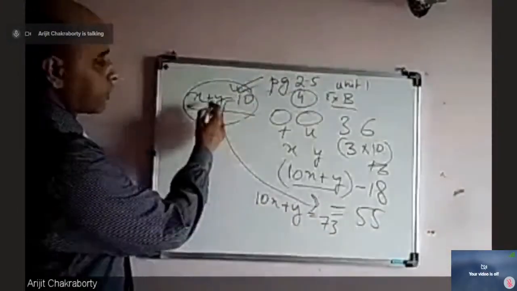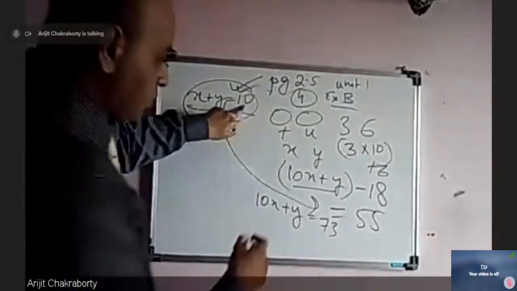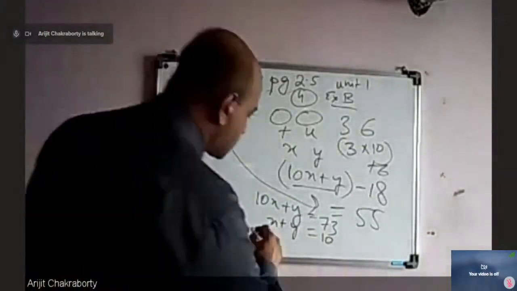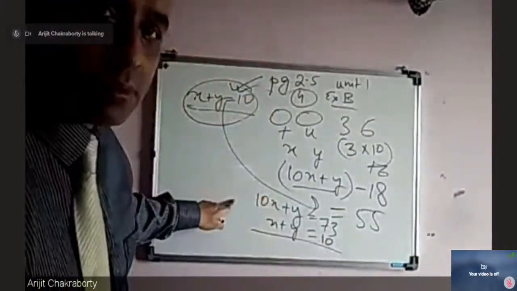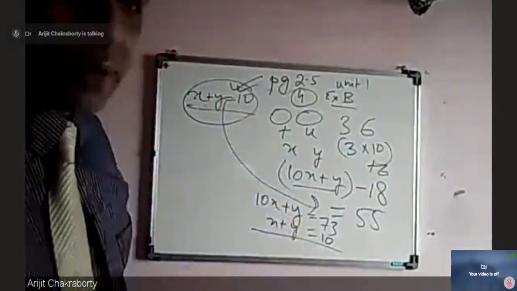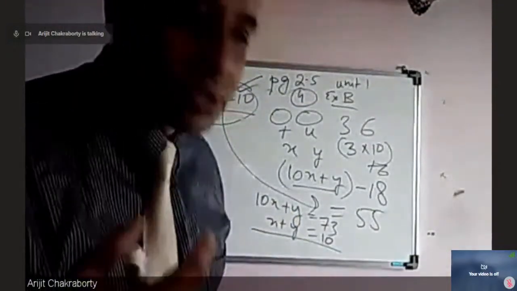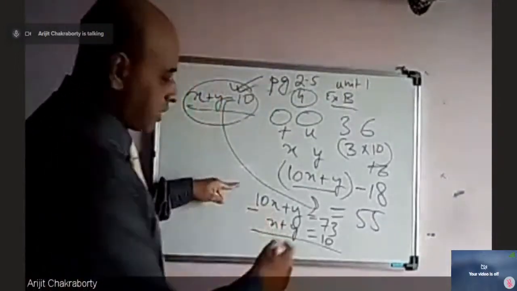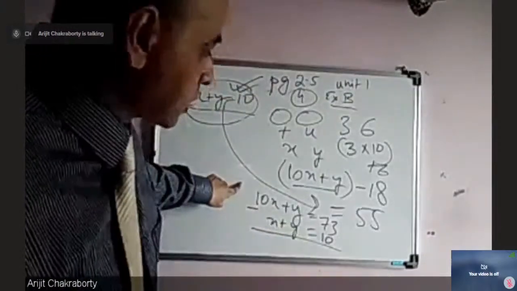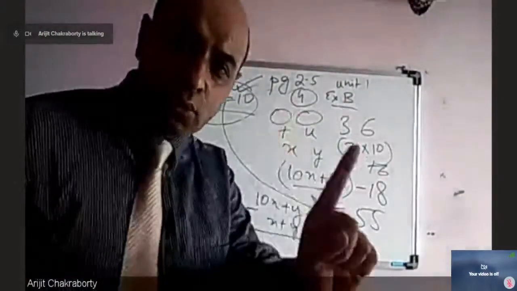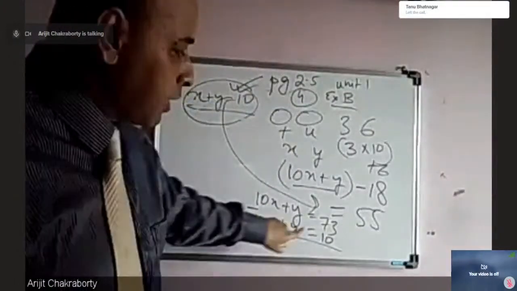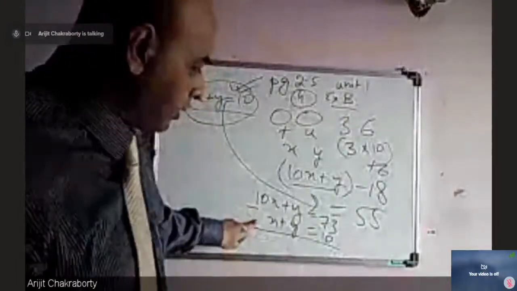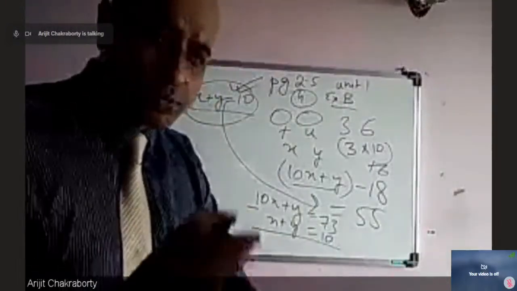And we also have x plus y equal to 10. So we have two equations. You can see, I hope, 10x plus y equals 73 and x plus y equal to 10. Now, 10x plus y equal to 73 is equation 1. x plus y equal to 10 is equation 2. So we are subtracting equation 2 from equation 1. Please do along with me so it will clear your doubts.